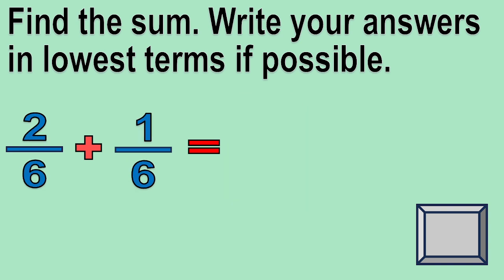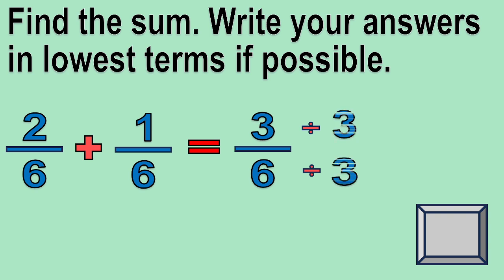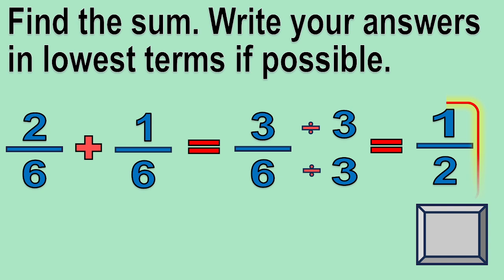Next, 2/6 plus 1/6. Time's up. The answer is 3/6. Let's convert our answer into its lowest term. We have the GCF of 3. So the answer is 1/2. Because 3 divided by 3 equals 1 and 6 divided by 3 equals 2.